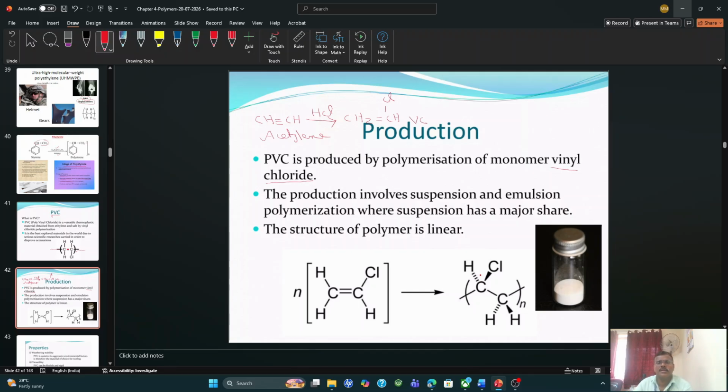So the production of the polymer PVC involves suspension and emulsion polymerization, where suspension has a major role. It is a linear polymer. Okay, PVC.